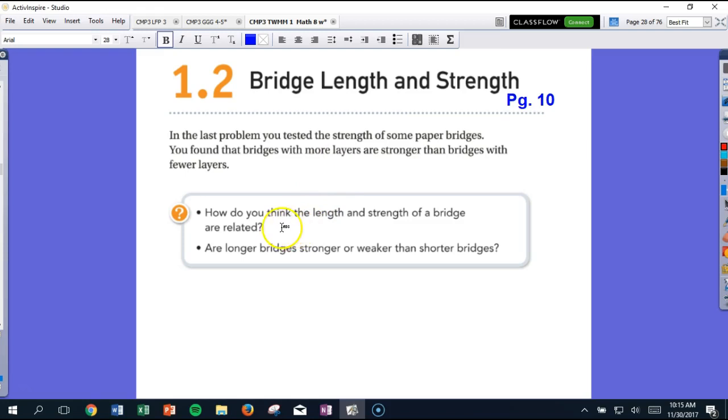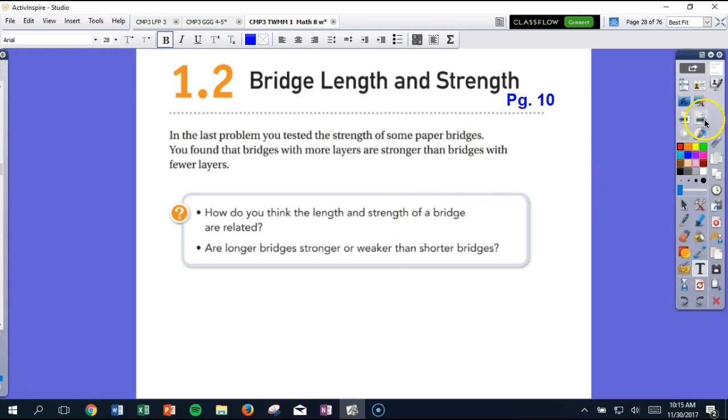So now we're asking, how do you think the length and strength of a bridge are related? Are longer bridges stronger or weaker than shorter bridges? So pause the video if you need to and think about that for a moment before we continue.